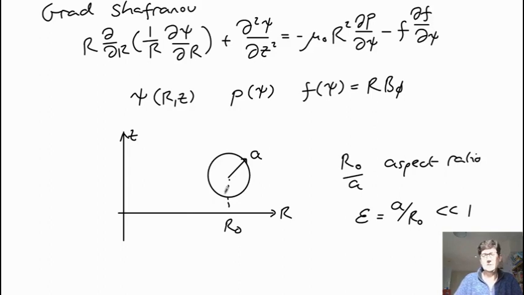In real machines this is not very small, so this aspect ratio might be 2 or 3, for example. So this is not typically a very small number, but the large aspect ratio approximation is still a useful one, particularly for just understanding what happens in tokamaks. So here we're assuming essentially a circular cross section, relatively small minor radius. This minor radius A compared to the major radius, which is r naught.